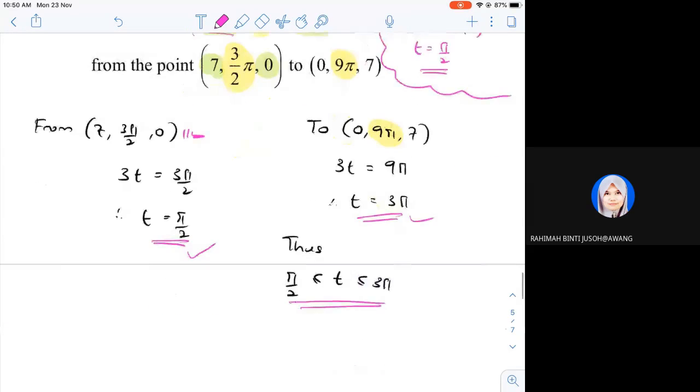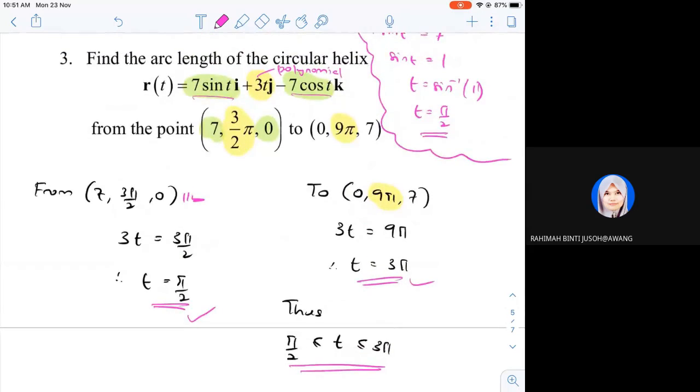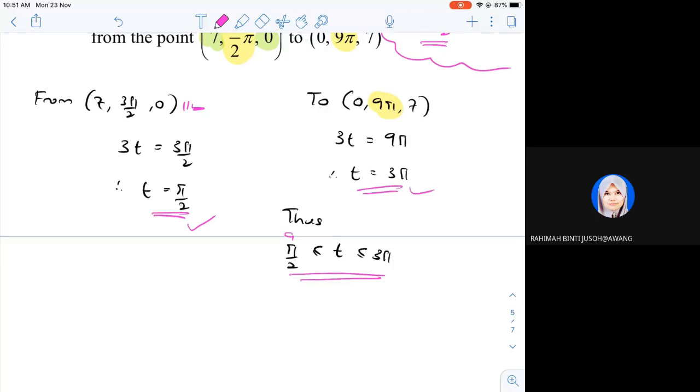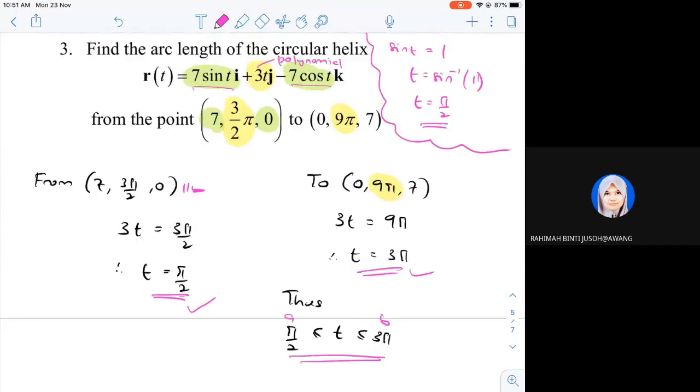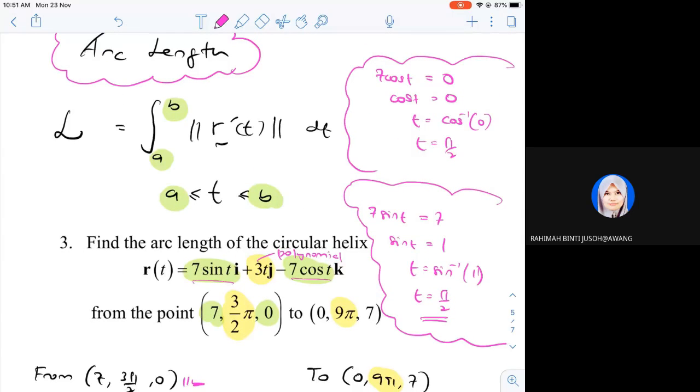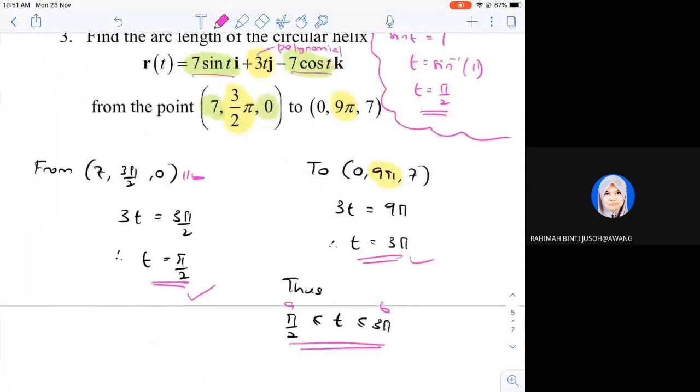Okay, so now we are settled. We already know this is your a and this is your b. So next we need to find r prime t, because we need to integrate the magnitude of r prime t.